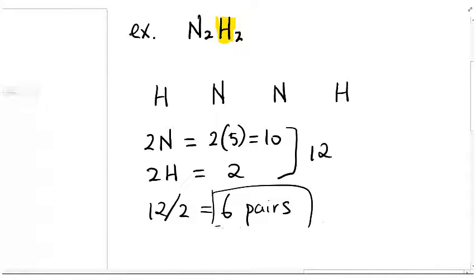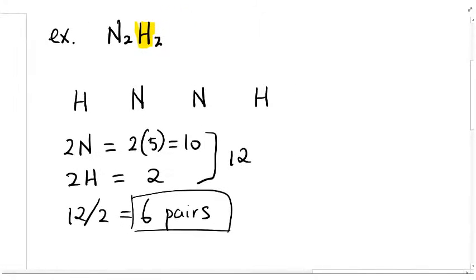So you only have 6 pairs. That's all you're going to use. You're going to use them all to make all the atoms happy. So we're going to begin with single bond. 1 single bond between 2 atoms. Join them all together. That uses up 3 pairs. So that means I have only 3 pairs left.